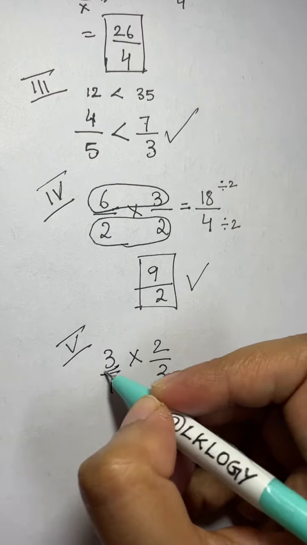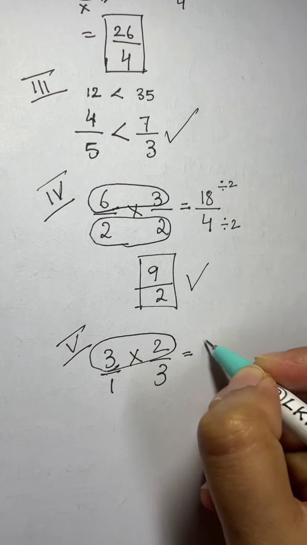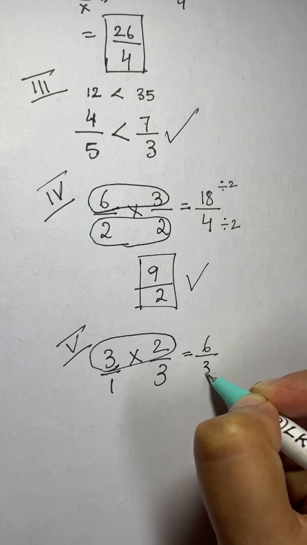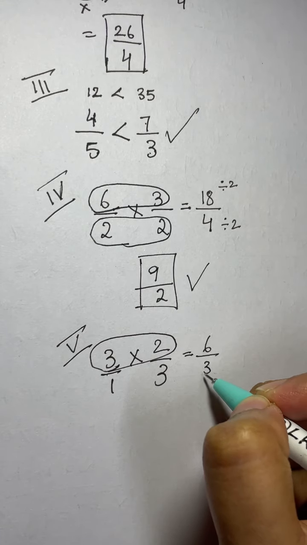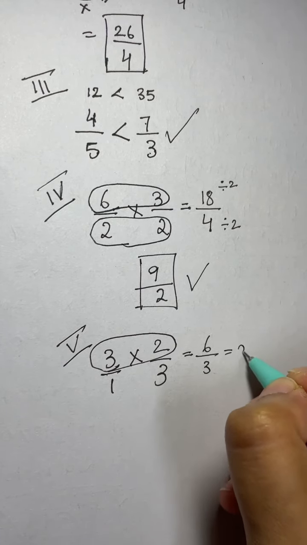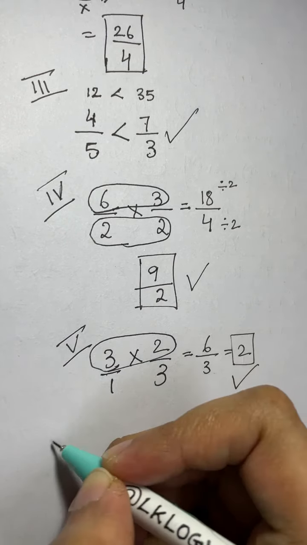So again the same thing, just multiply the numerators. 3 times 2 is 6. 3 multiplied by 1 is 3. 6 over 3, 6 divided by 3 is 2, and that's your answer. Okay, number 6.